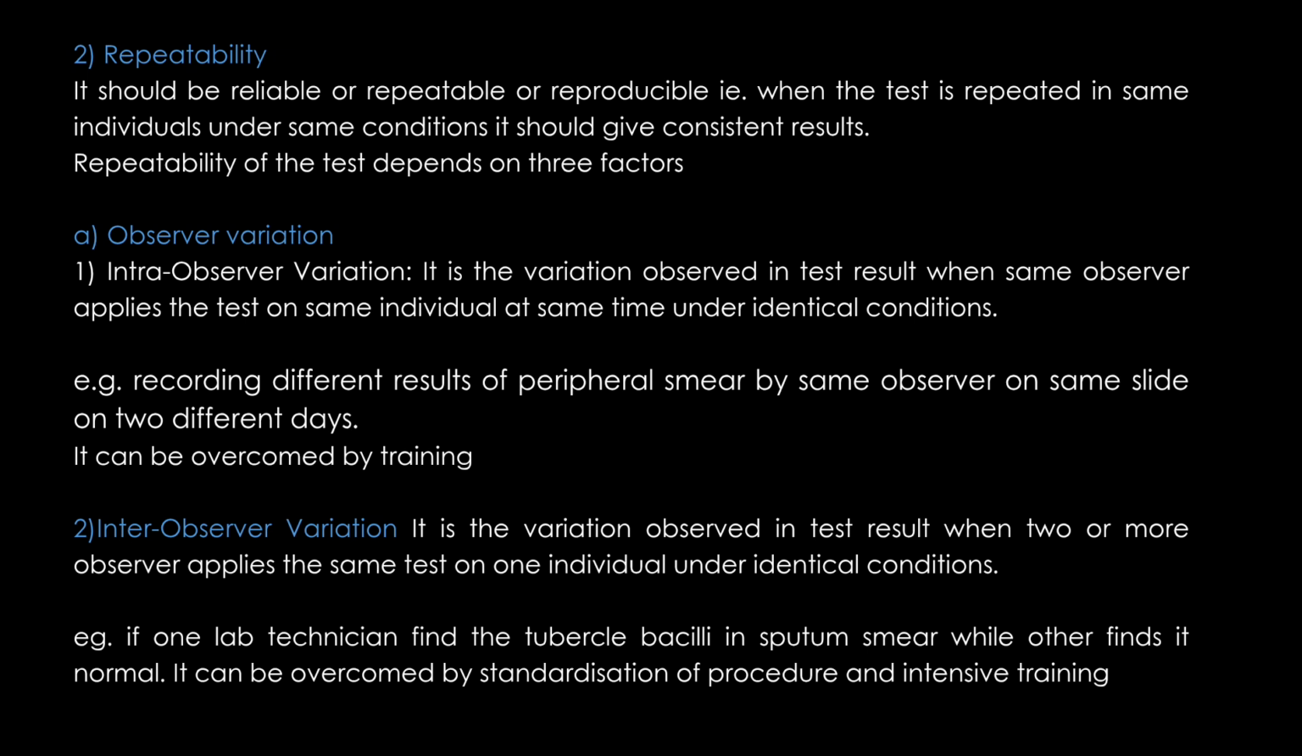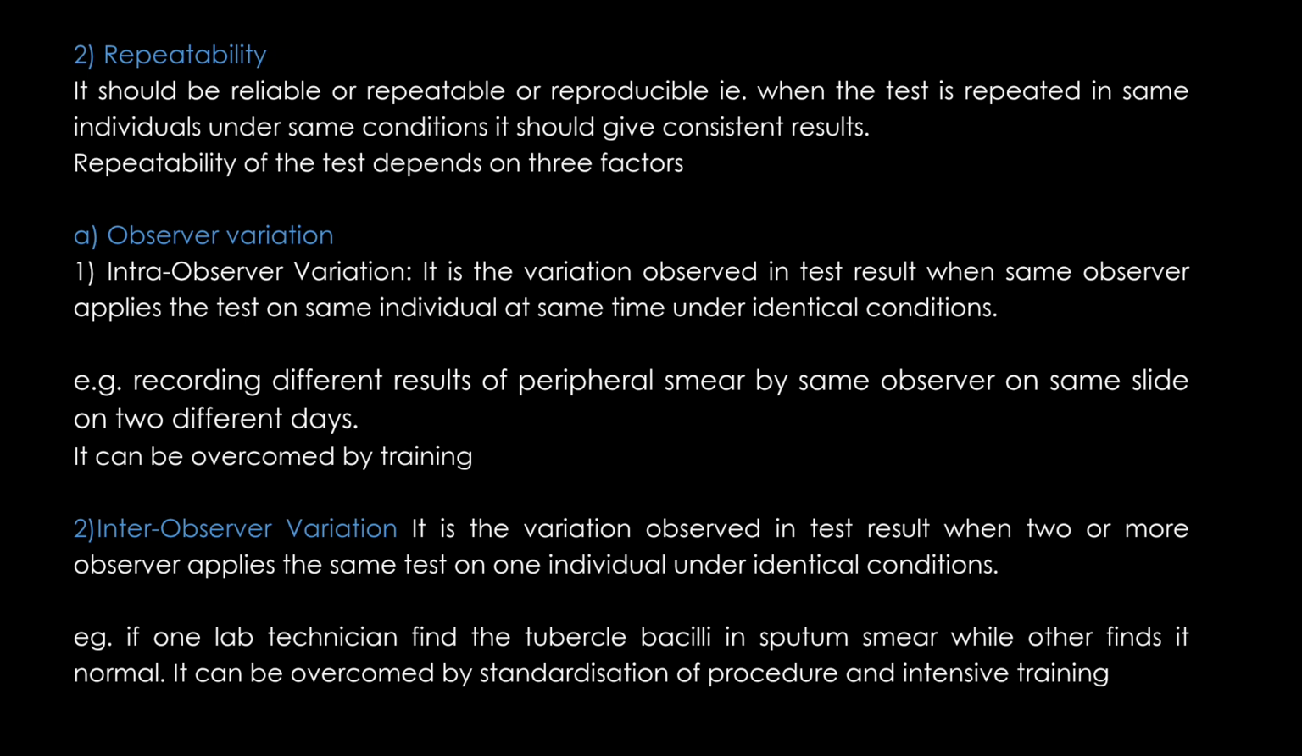The second thing is repeatability. The test should be reliable or repeatable or reproducible. That is, when the test is repeated in the same individual under the same conditions, it should give consistent results. So it depends on three important factors. First is observer variation, second is biological or subject variation, and third is error due to technical methods. So first is observer variation, in which there could be intra-observer variation or inter-observer variation.